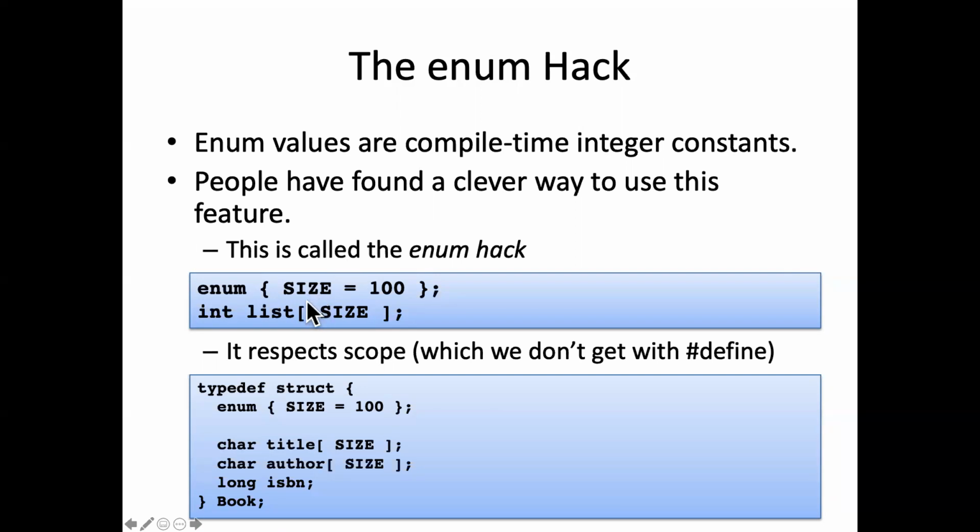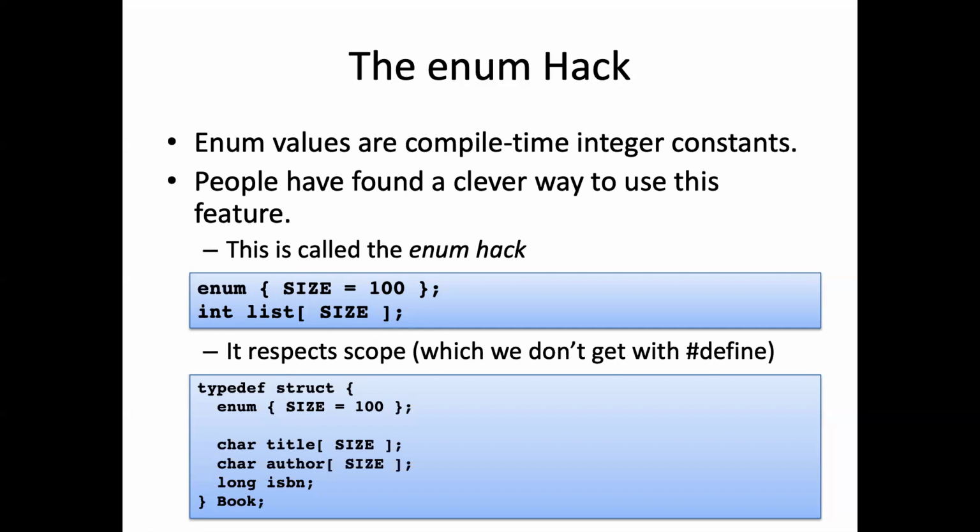So instead of pound defining size to be 100, I could just make up an enumeration, and within that enumeration, I can pick any integer value for that constant. And since that's a compile time constant, I can use that to define things like array length. Why is this maybe better than using the preprocessor? That's what I'm showing at the bottom.